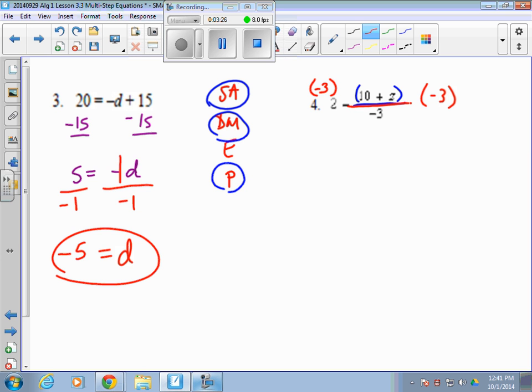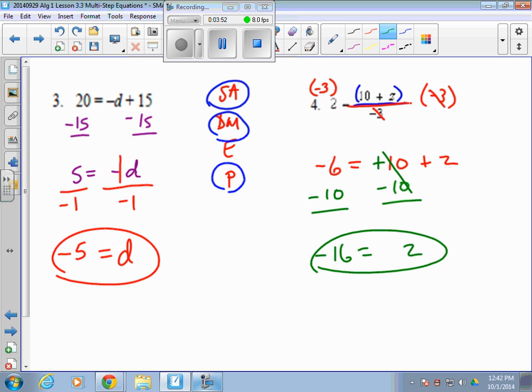Negative 3 times 2, opposite signs, is negative 6. It cancels it here, and you're left with equals 10 plus z. Again, it just looks slightly different than other problems we've already had. So now you just go back to the beginning of the order of operations, get rid of the fact that this says plus or positive 10 by subtracting it. If you do it there, do it here. Negative 6 minus 10 is negative 16. It cancels here, is equal to z.